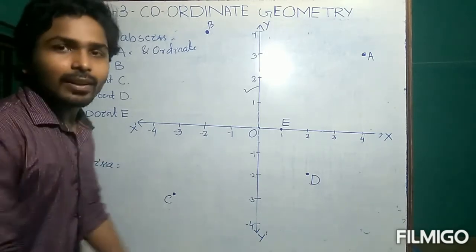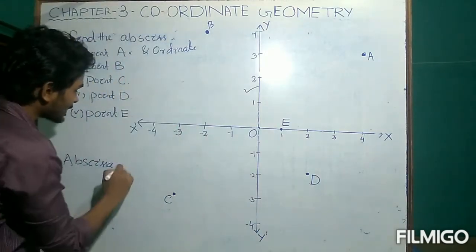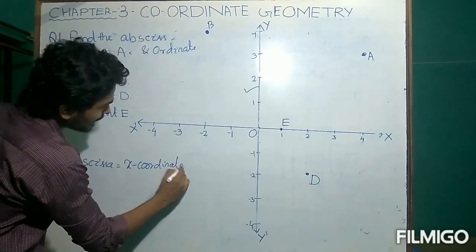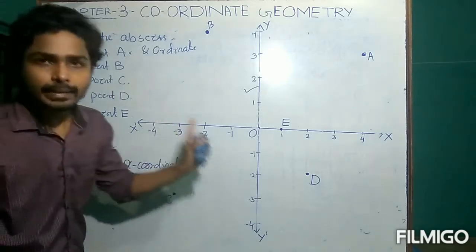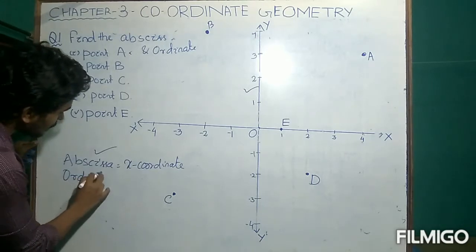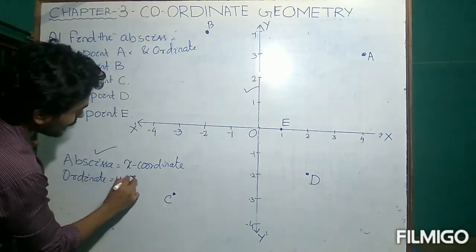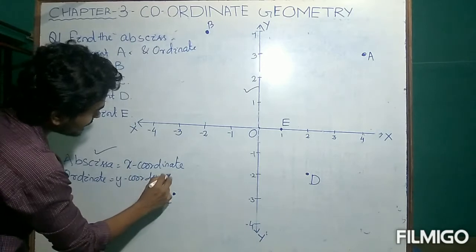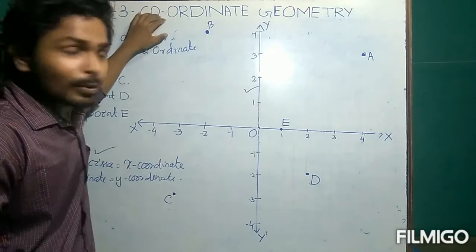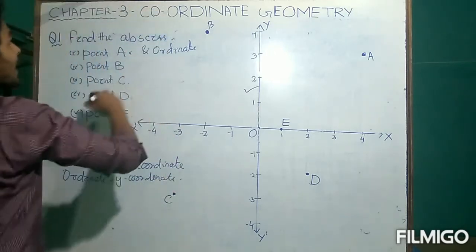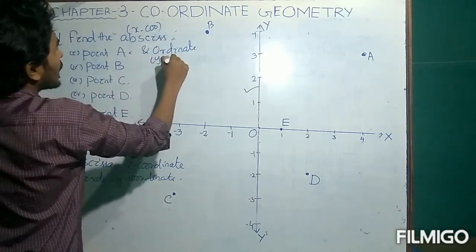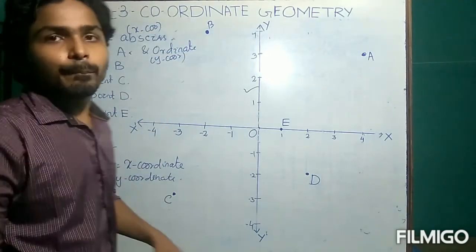Abscissa is the other name for x coordinate. I have already told you it is related to the x-axis. So abscissa means x coordinate and ordinate means y coordinate. Right? So here you have to find out the abscissa, which means x coordinate, and the ordinate, the y coordinate, of the following 5 points.